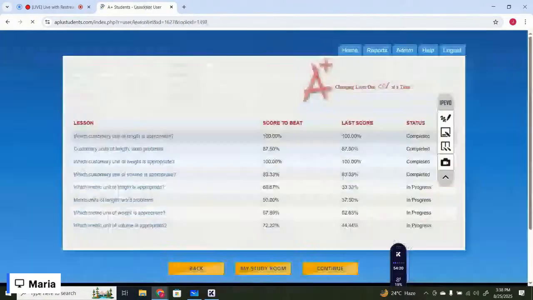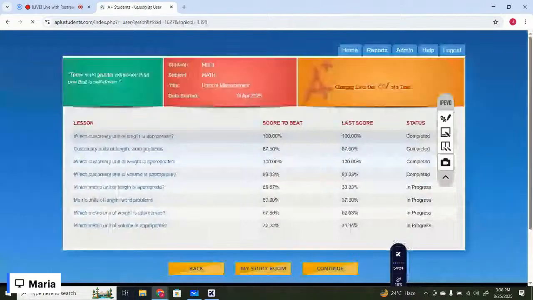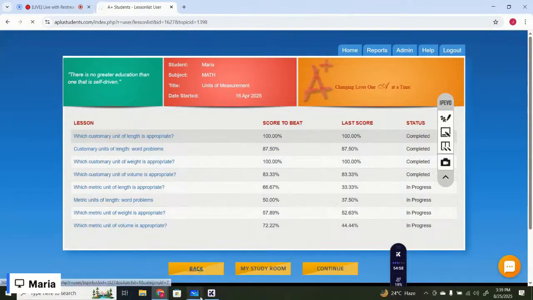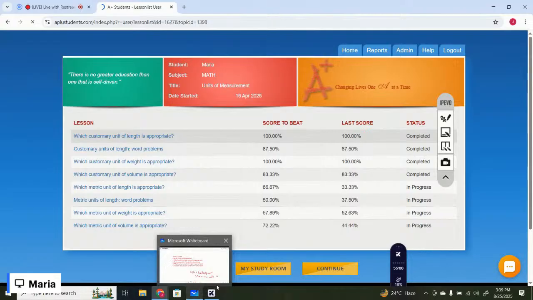Okay, you can complete the lesson. We're working on grade 2 units of measurement. The lessons we have covered today are which customary unit of length is appropriate, which customary unit of weight is appropriate, and which customary unit of volume is appropriate. So please make sure before the next session you complete all the practice questions for the lessons we just did. That is your homework.